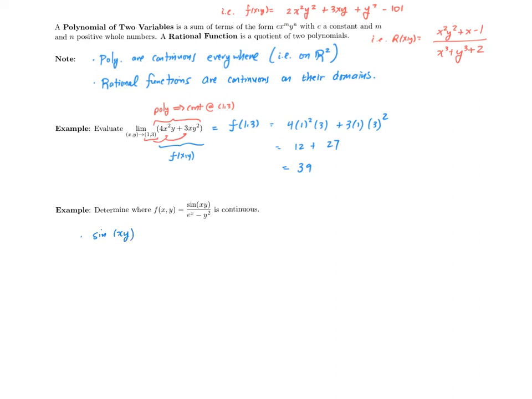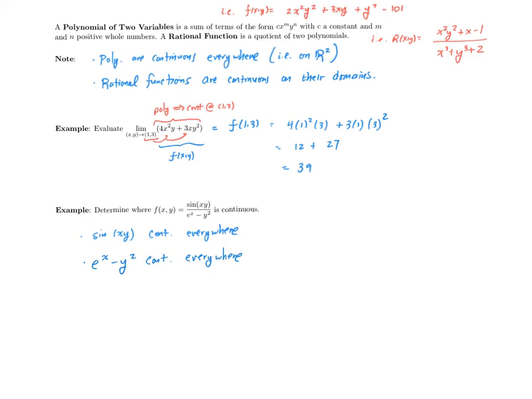So the sine of xy is continuous everywhere. There are no restrictions in terms of what we can plug into the sine of xy. The reason being is xy is a polynomial which is continuous, and sine is a trig function which is continuous everywhere. So their composition would be continuous wherever it makes sense to talk about them. Similarly, e to the x is continuous, y squared is continuous. So e to the x minus y squared is continuous everywhere.